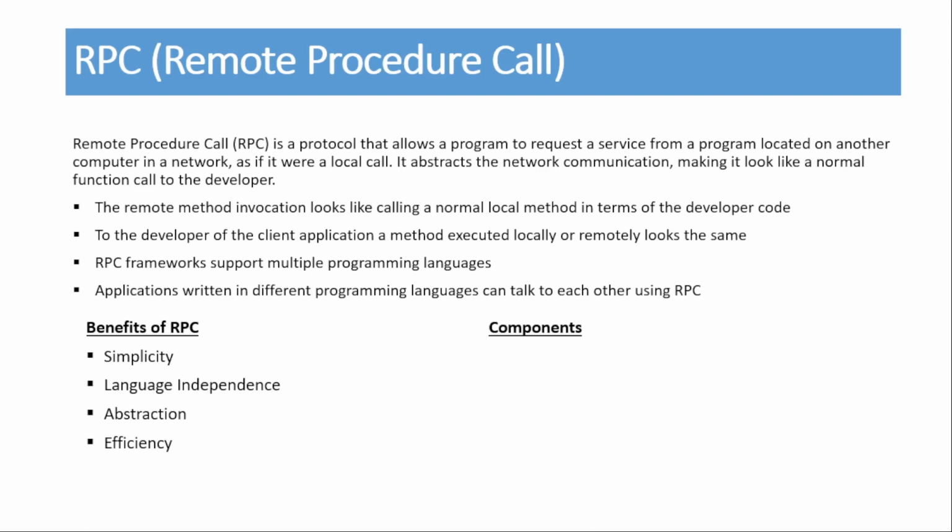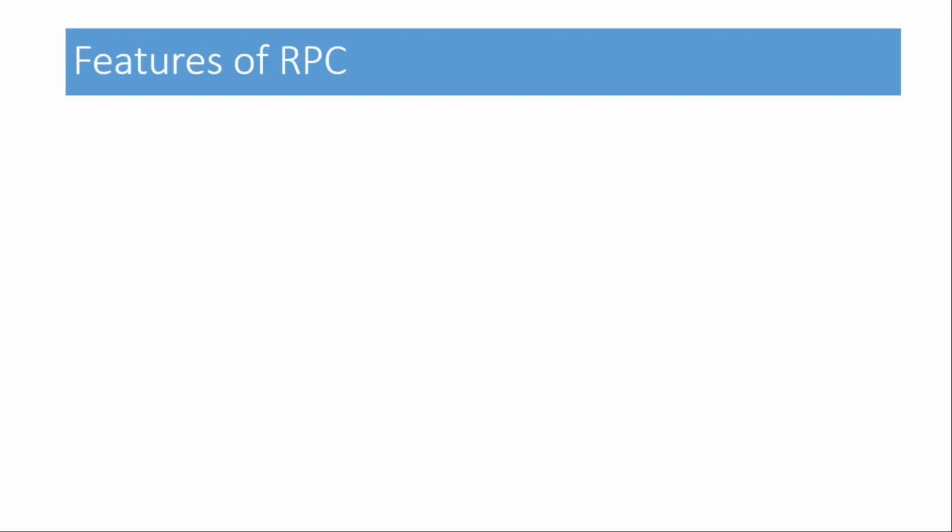Now, RPC has three major components. First is client stub, network communication, server stub. Client stub: the client application has a local proxy, also known as stub, for remote method. The stub takes care of marshalling the method call parameter into a request message that can be sent over the network.